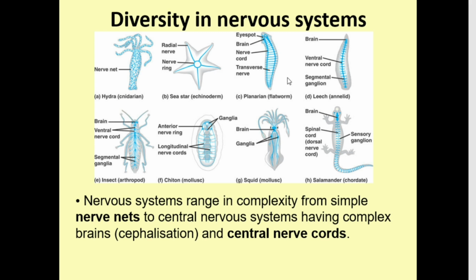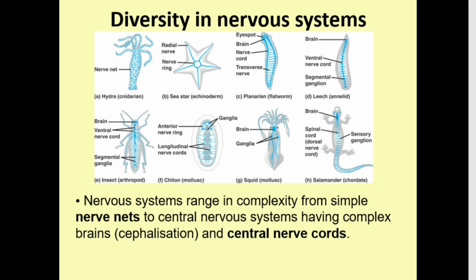So nervous systems range in complexity from simple nerve nets. Well, if we look up here, we can see that the simplest animals that have a proper nervous system are the Cnidarians. So you're looking at things like jellyfish and anemones and corals and this Hydra here. And what we can see is that they have a simple nerve net. And this is just a diffused network of neurons that spread throughout the body.